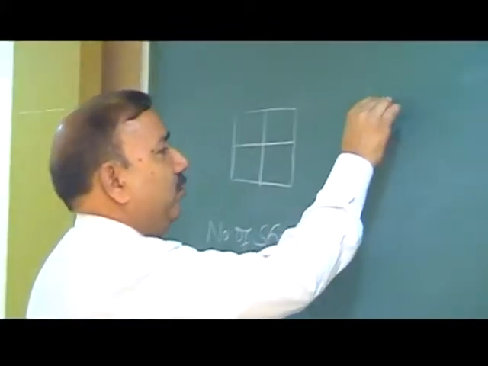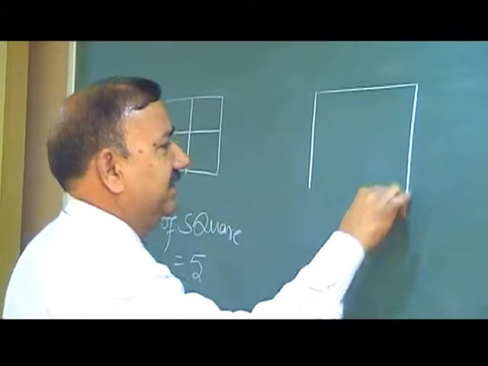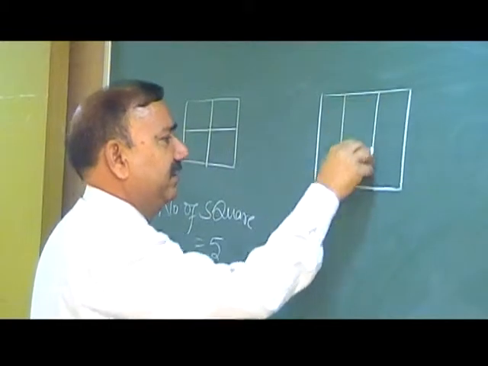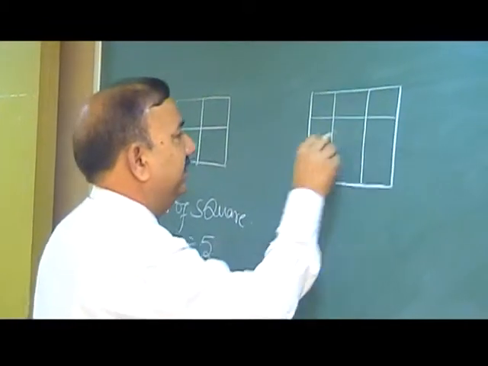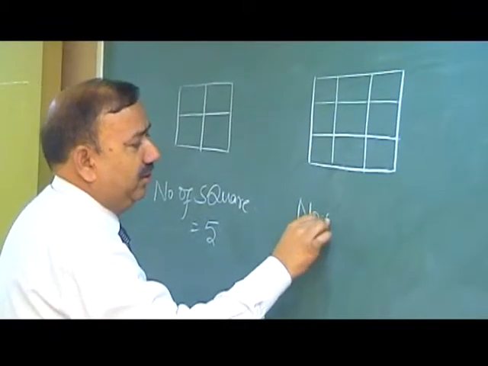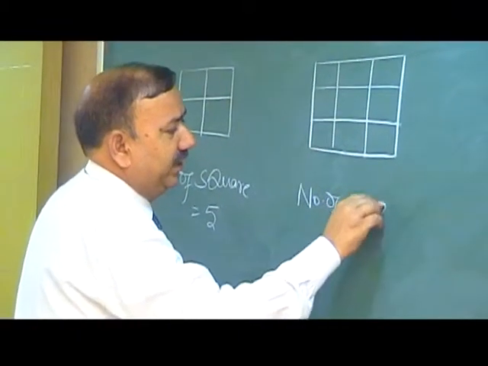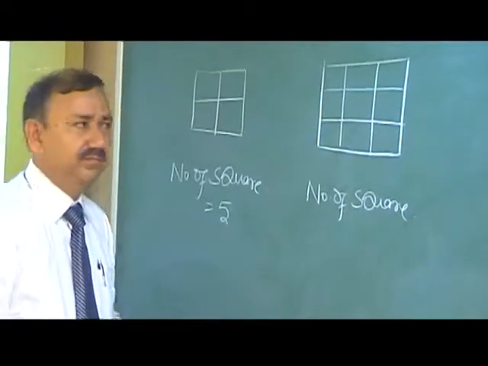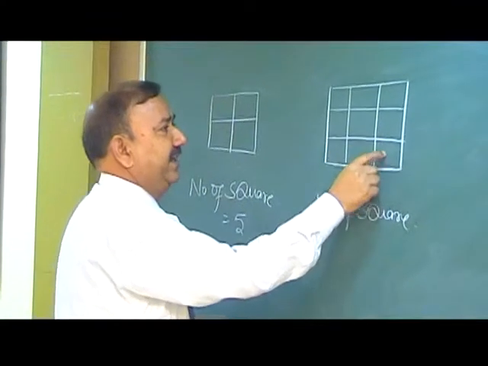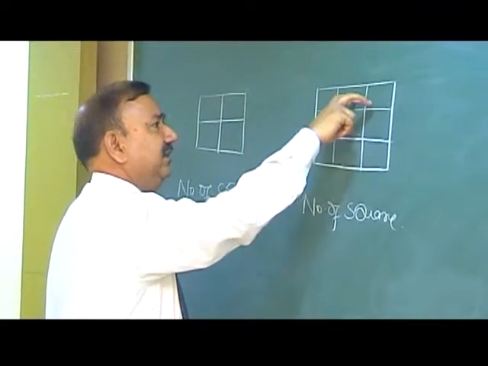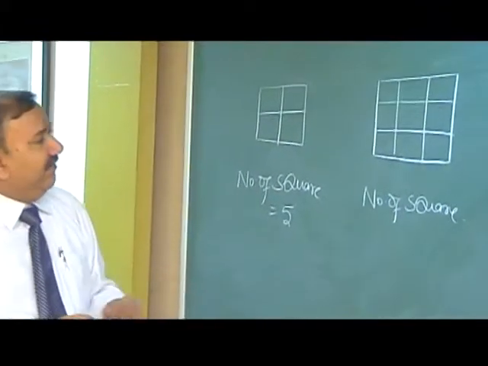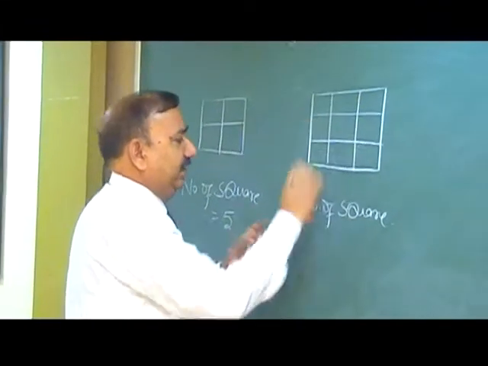Now, suppose I go on increasing the lines. I put two lines at equidistance. Again, number of squares in the given figure? Suppose we count this way: 1, 2, 3, 4, 5, 6, 7, 8, 9, 10, 11, 12, 13. It takes a lot of time. So I have derived a shortcut method to calculate the number of squares.